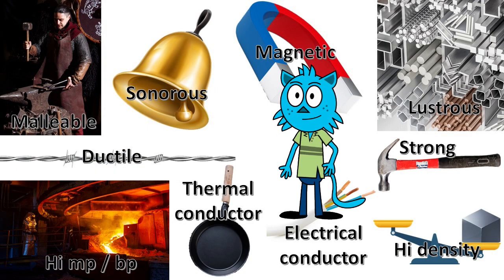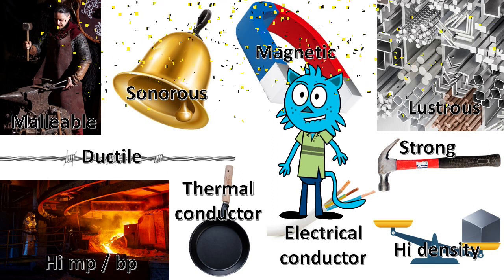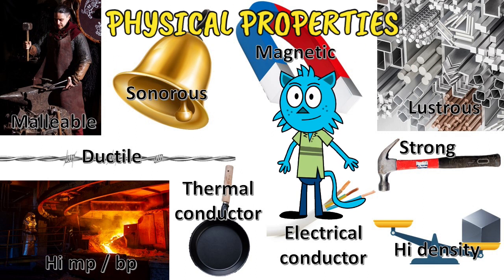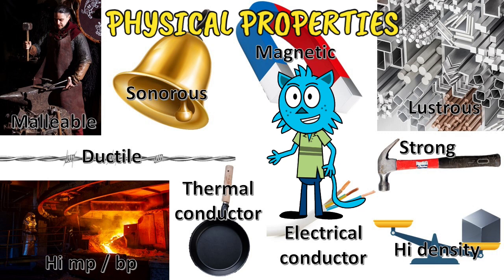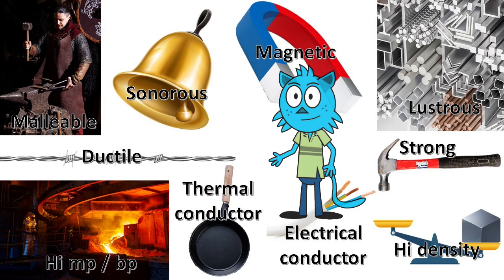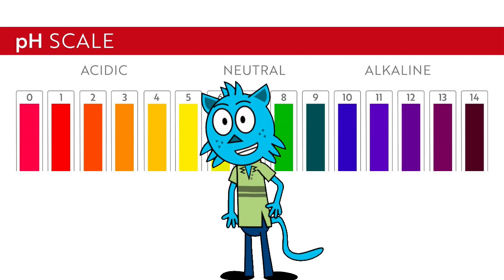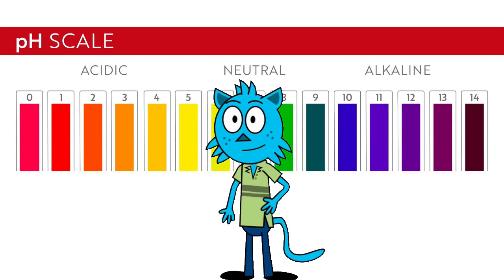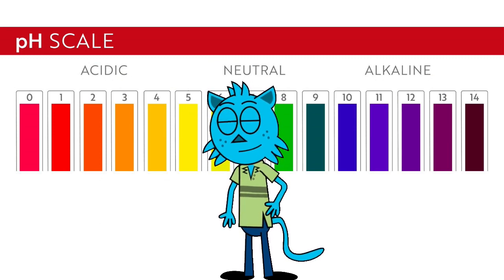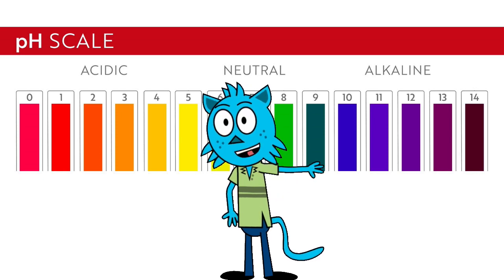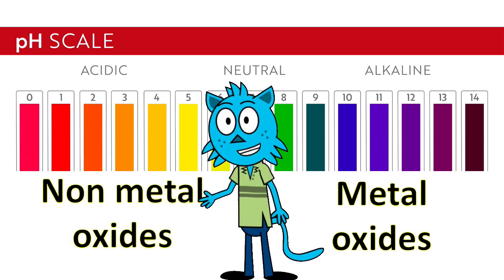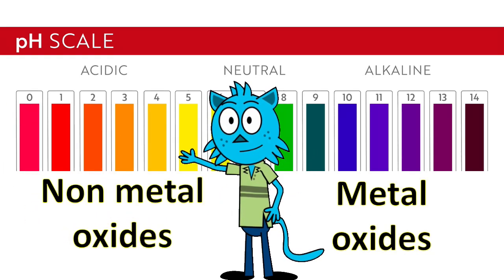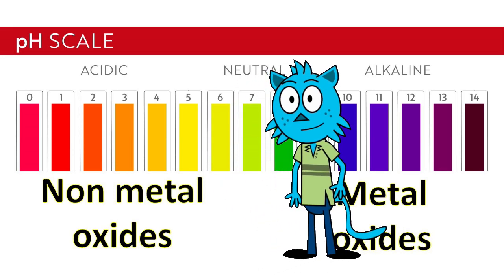All of these properties we have discussed are physical properties. Physical means that the property is about how it looks and feels, characteristics of the material that are not to do with its chemical behavior. There is one chemical property of metals that we need to know. Metals, when heated with oxygen, produce oxides that are alkaline. Non-metals produce acidic oxides. Let's have a look at this in the lab.